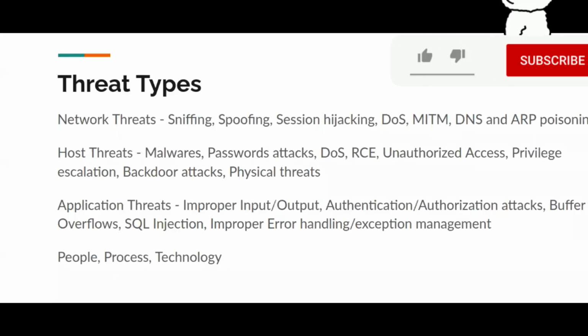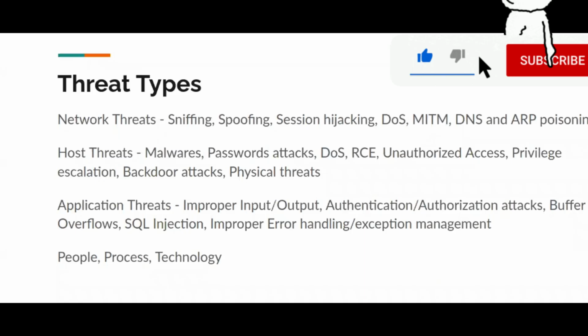Then obviously there are some kind of physical threats wherein someone might steal your hard drive or break it, or there is some possibility of a system getting destroyed by, let's say, rainwater, or your mobile phone can break. So all these physical threats are always there related to the host.